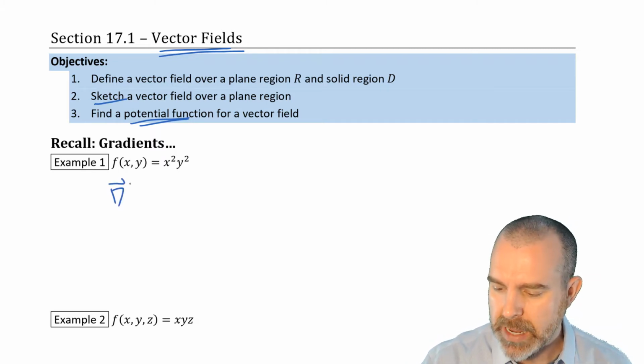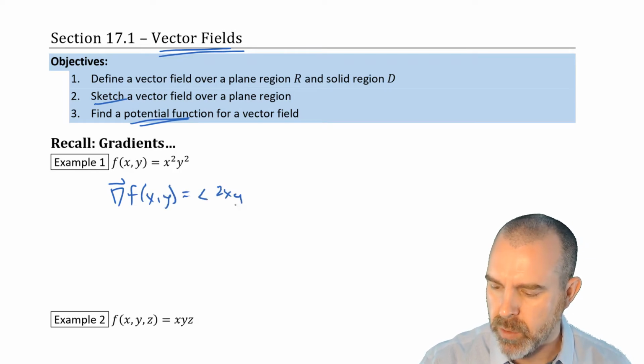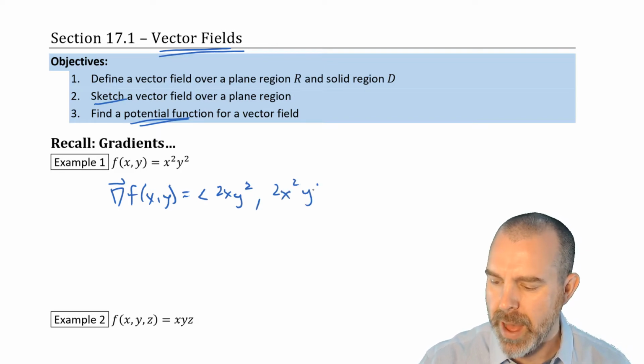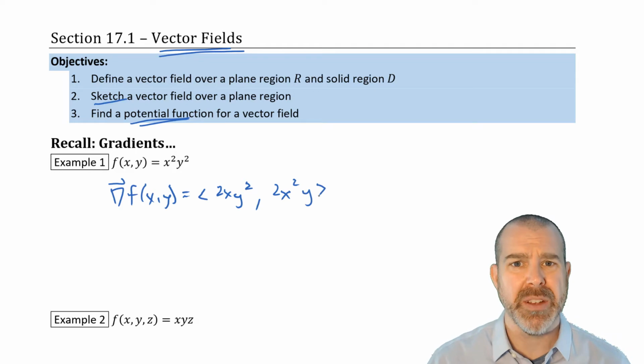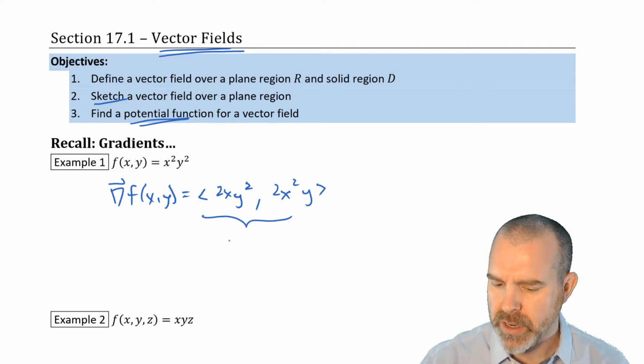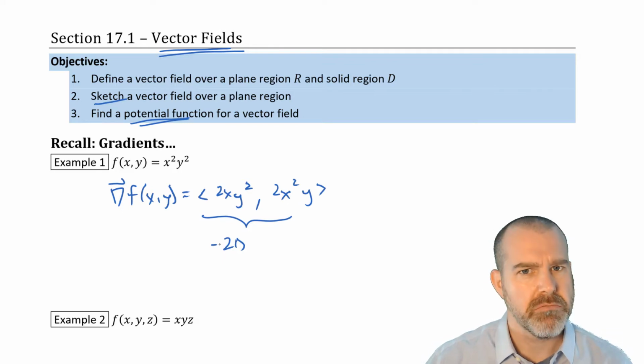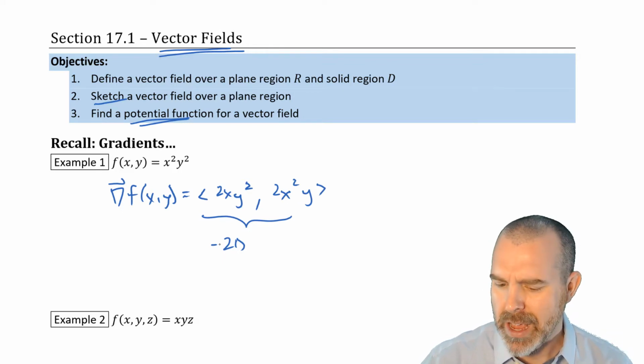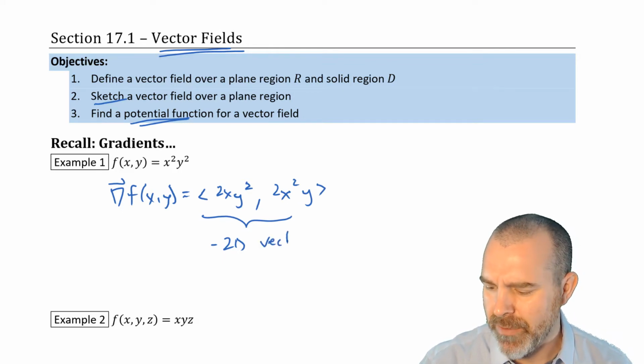If we have the gradient of this function f, that would be the partial derivative with respect to x, which would be 2xy squared, and then the partial derivative with respect to y, 2x squared y. Now what's interesting here is this is a vector. It's a 2D vector, but it's a function. It's a function of x and y. So we can call this a 2D vector valued function of two variables.